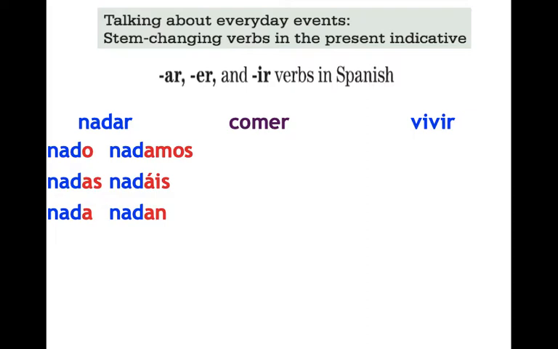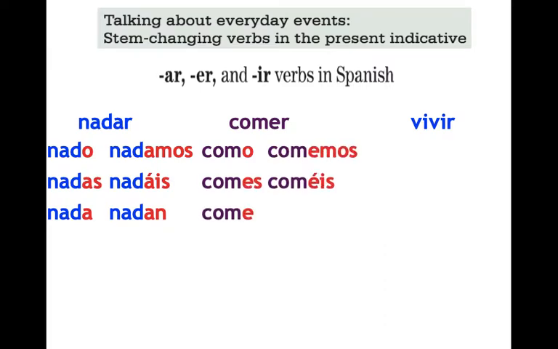And moving on to comer, repita. Como, comes, come, comemos, coméis, comen. Let's say those regular ER verb endings. O, es, e, emos, éis, en.